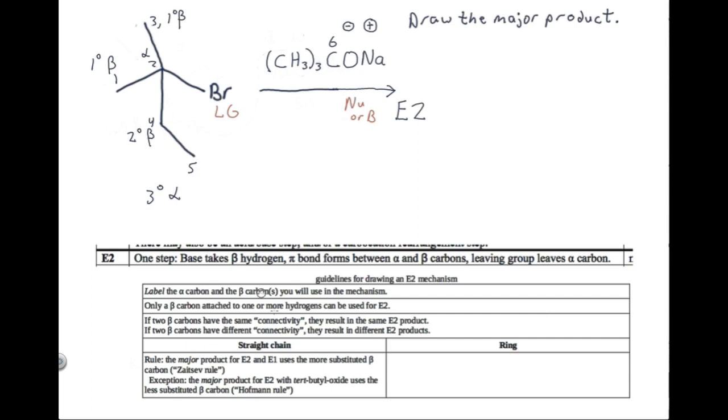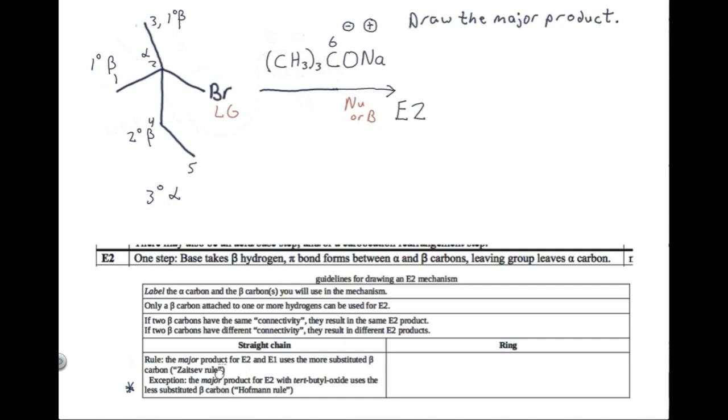Now, our normal rule would be to use the more substituted beta carbon. But did you recognize that in this case we have to apply the exception? Remember, there's an exception that applies when you're using tert butyl oxide. Well, I hope that you recognized this is the condensed notation for tert butyl oxide. Here we have a tertiary carbon attached to 3 methyl groups. And the O-, that's the structure of tert butyl oxide. So in this exception, we should be using the less substituted beta carbon.